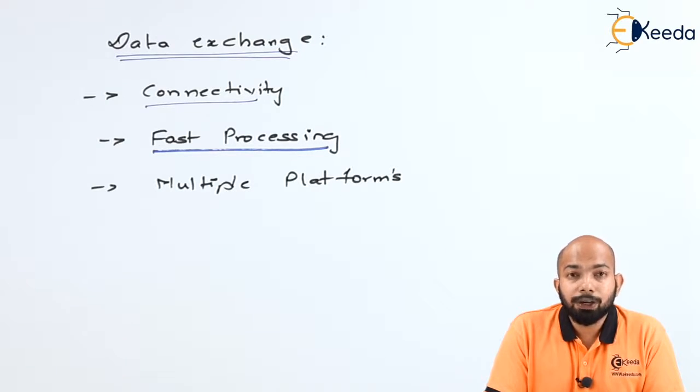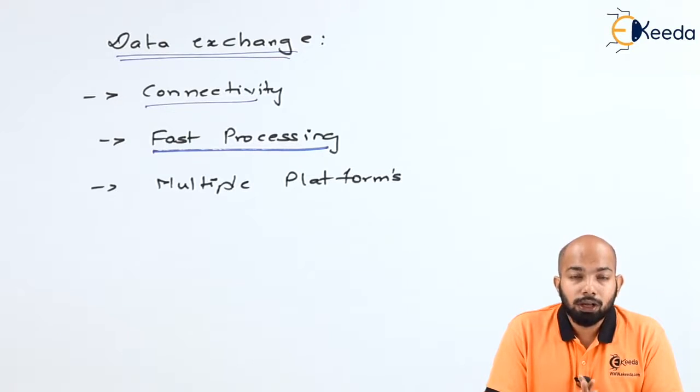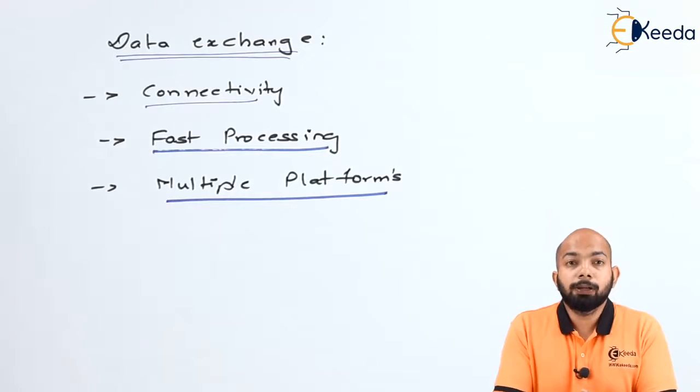But as compared to manual sharing of data, which takes hours and days, this is completely in autonomous mode, which can be segregated, divided into different parts, and shared with different users on multiple platforms. So apart from connectivity, it gives you a lot of fast processing. Let's understand the third and last part of data exchange: multiple platforms.